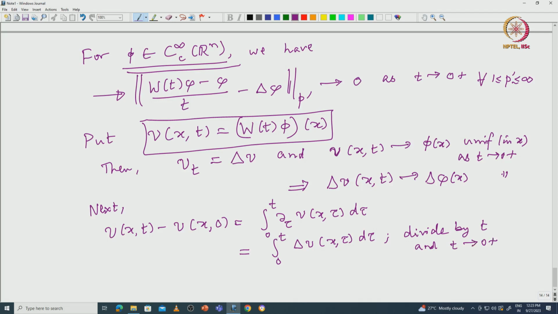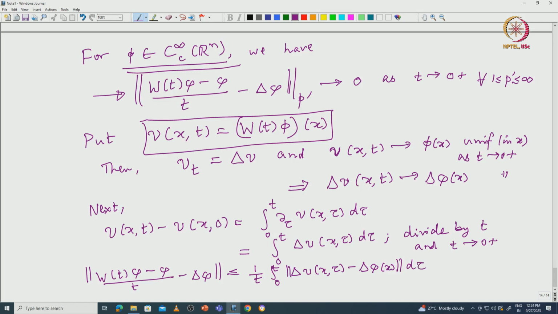And you can use any norm you like. So you just write this: W_t phi minus phi by t minus Laplacian phi, in any norm you like. This is less than or equal to 1 by t integral 0 to t of Laplacian V x tau minus Laplacian phi x d tau, and that tends to 0, because from this, in any norm you like. So that is the first step. At least for smooth functions we know that.